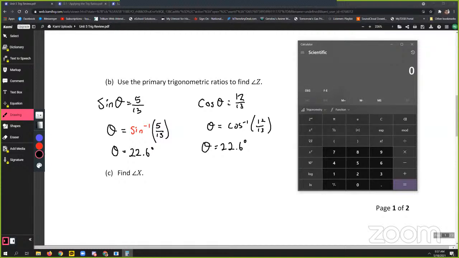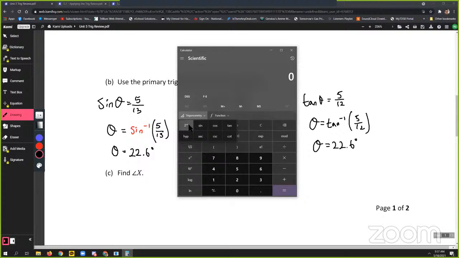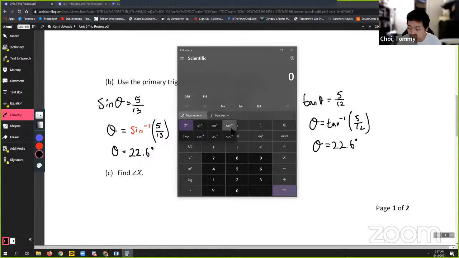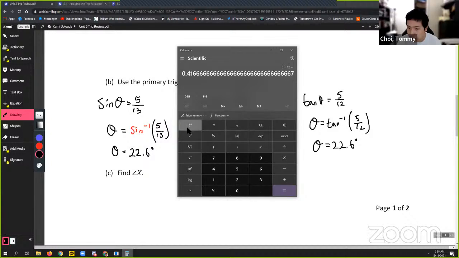How about for the tan one? It doesn't appear on an iPhone calculator. What do you mean? The tan inverse one should be there. It should say sine, cos, and tan. I got a different answer every time I do it. That's the only one. 5 divided by 12, and then tan inverse. I get 22.6.